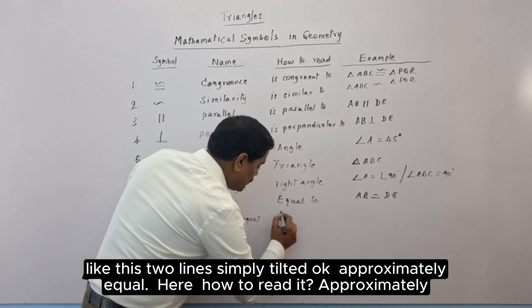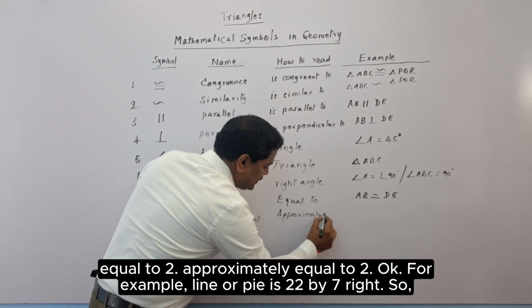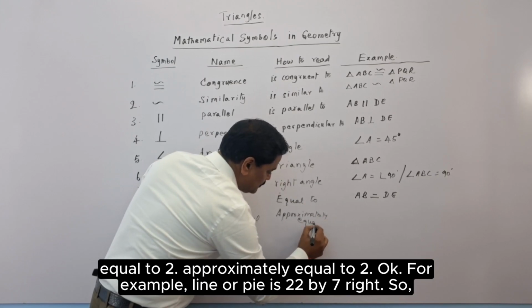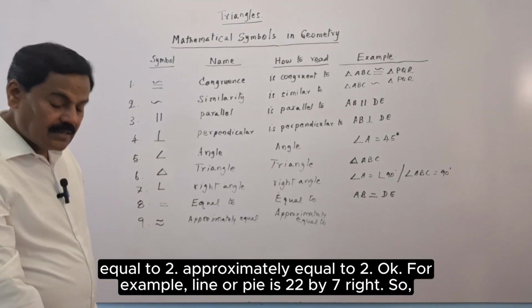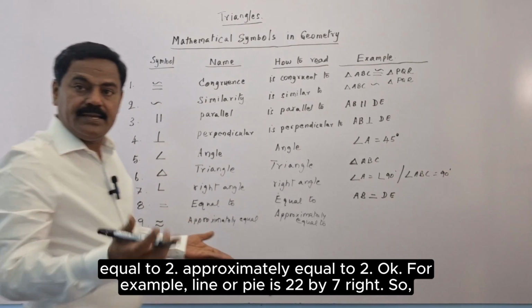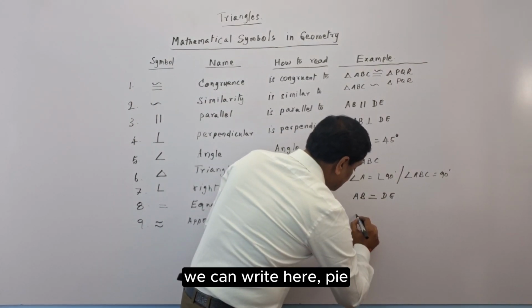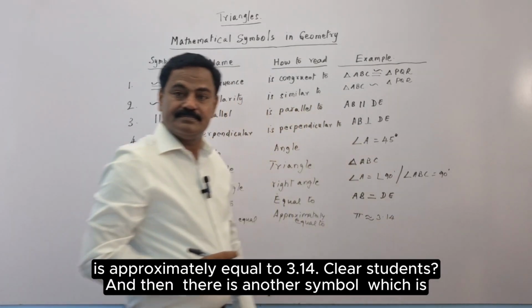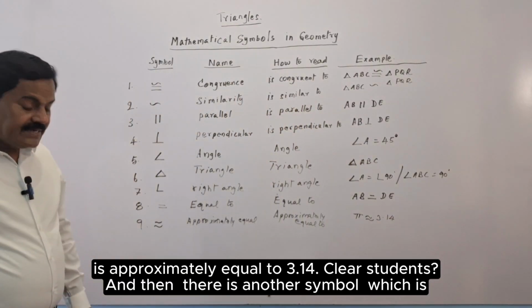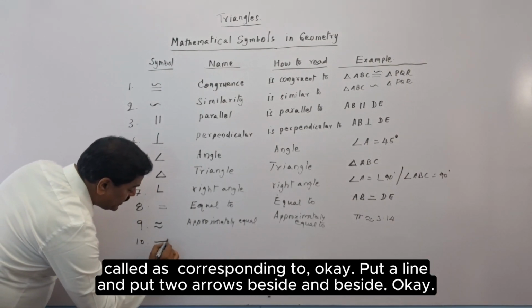How to read it? Approximately equal to. For example, pi. Pi is 22 by 7, right? So we can write here pi is approximately equal to 3.14. Clear, students? And then there is another symbol which is called corresponding to.